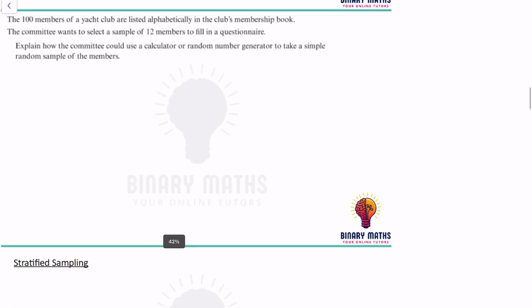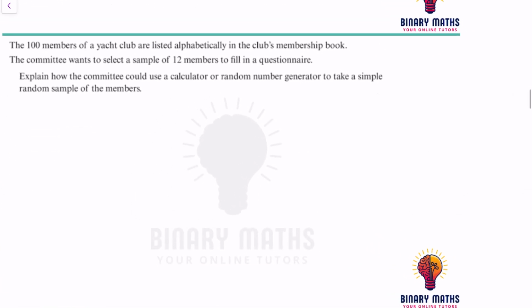Okay, so let's go through the questions. The 100 members of a yacht club are listed alphabetically in the club's membership book. The committee wants to select a sample of 12 members to fill in the questionnaire. Explain how the committee could use a calculator or a random number generator to take a simple random sample of the members.